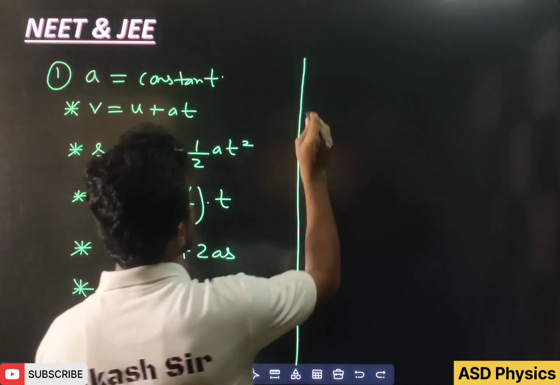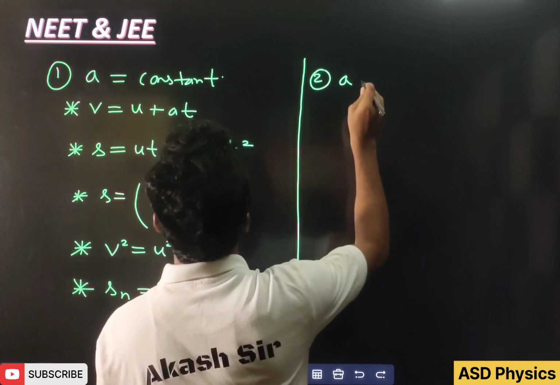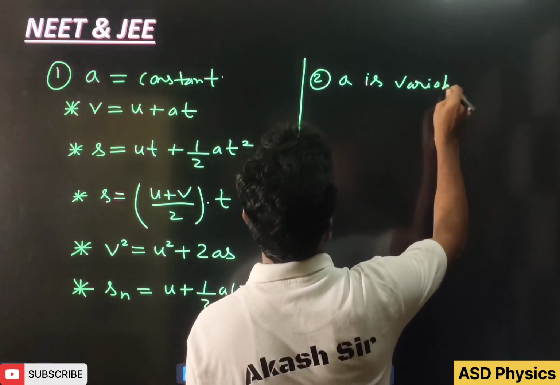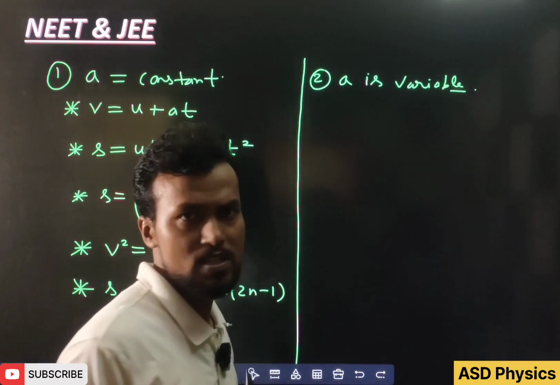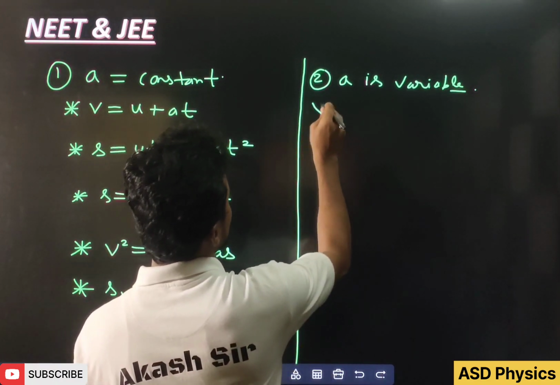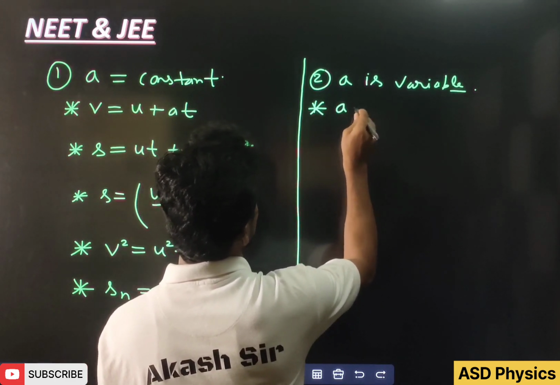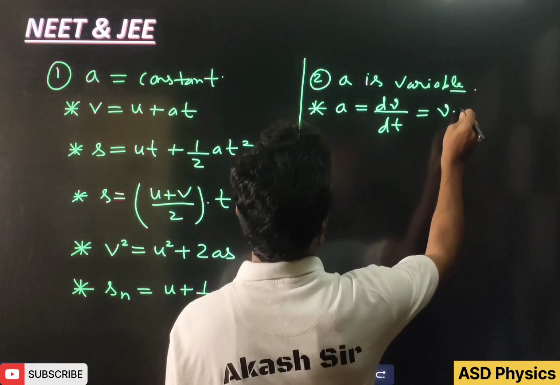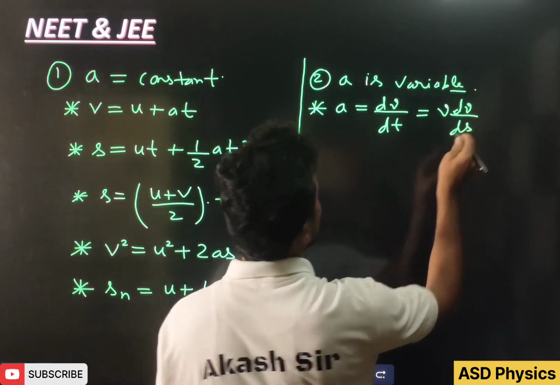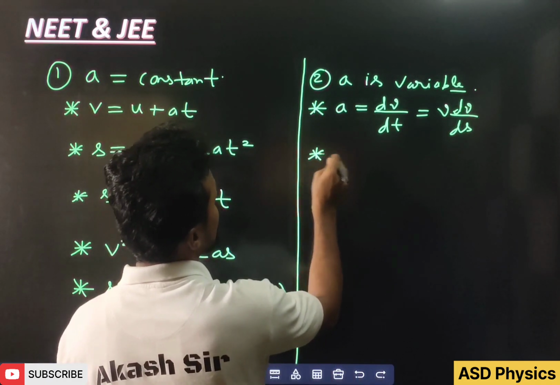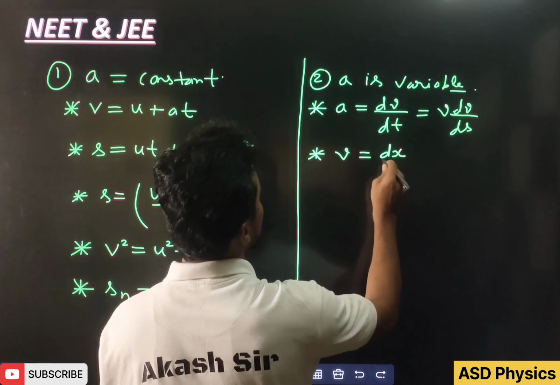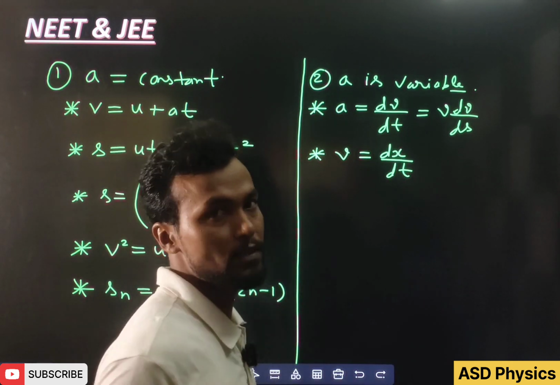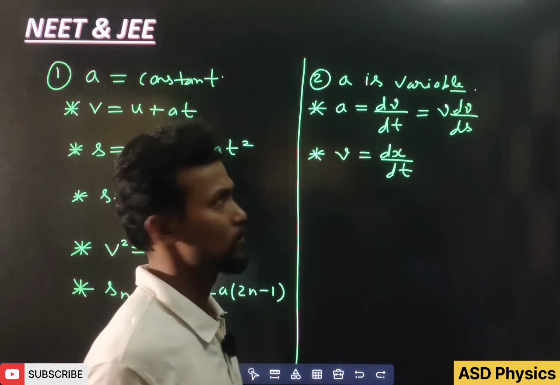After that, remember the second thing: if A is variable, or we can say non-uniform acceleration, in this situation equations of motion will not work. So we can use A equal to dv by dt, or V into dv by ds, or we can use the formula V equal to dx by dt. These differentiation and integration formulas have to be used.